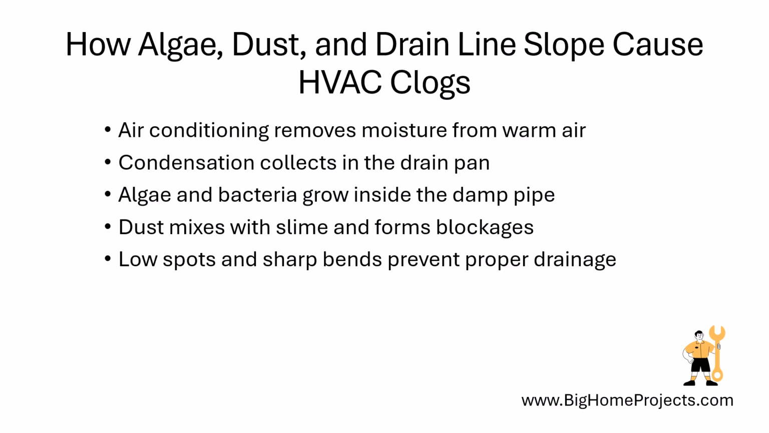A drain line can clog faster if it has a low spot, a sharp bend, or the wrong slope, because water sits instead of flowing away. A clogged air filter can make the system dirty and increase the amount of material entering the pan. You can help prevent trouble by checking the drain pan and outdoor drain opening each month, keeping the air filter clean, and having the line inspected before heavy cooling season.